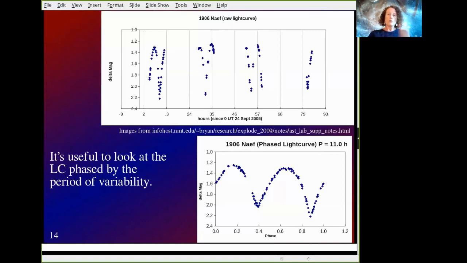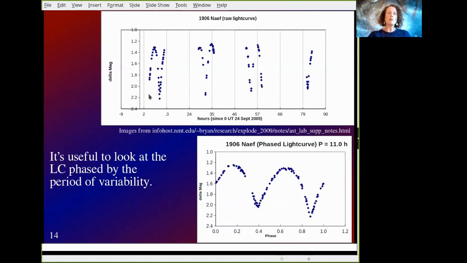So what we can do is phase the raw light curve and make a phased light curve. We make a guess at the period, or maybe we know the period from some other reference. Then we chop up the raw light curve into segments that are the length of that period. If we were to make a guess about the period of 1906 Naef, you could look from peak to peak, and about how many hours is that? Like 12 hours, 10 hours, something like that, and same thing here. We could make a guess.